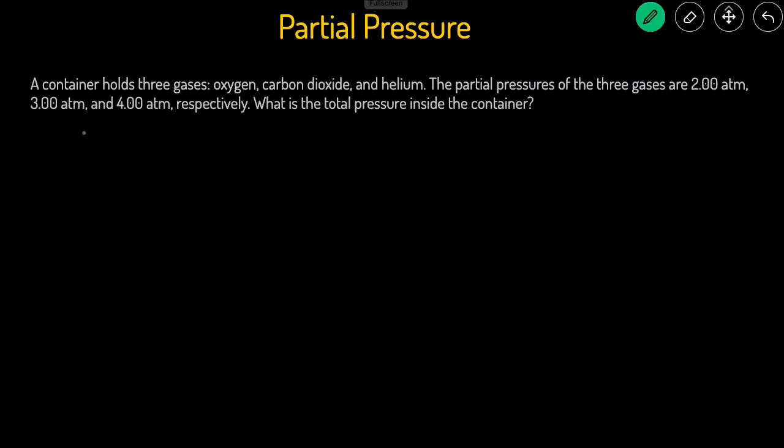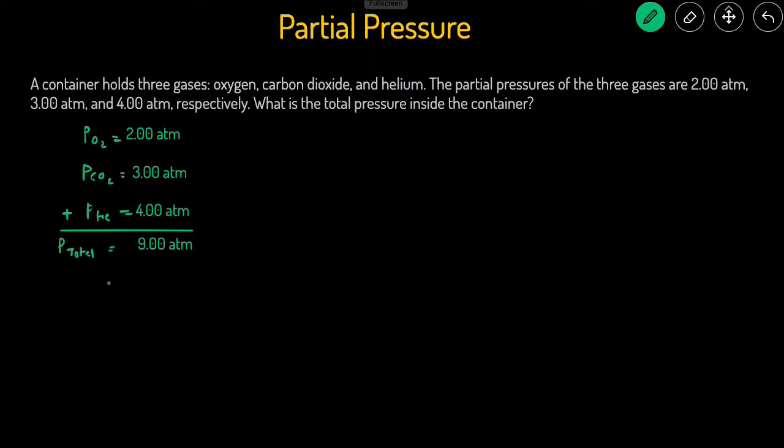Well, in this case, we're given the partial pressure of each of the gases. We're given the fact that the pressure of O2 is equal to 2 atm, the pressure of CO2 equals 3 atm, and the pressure of the last gas, helium, is equal to 4 atm. So we're given the individual pressure of each of the gases, and we're asked to determine the total pressure. Well, if we have the individuals and we want to figure out the total, all we do is add these together. So 2 plus 3 is 5, plus 4 is 9. And that means the total pressure, P total, is equal to 9 atm.